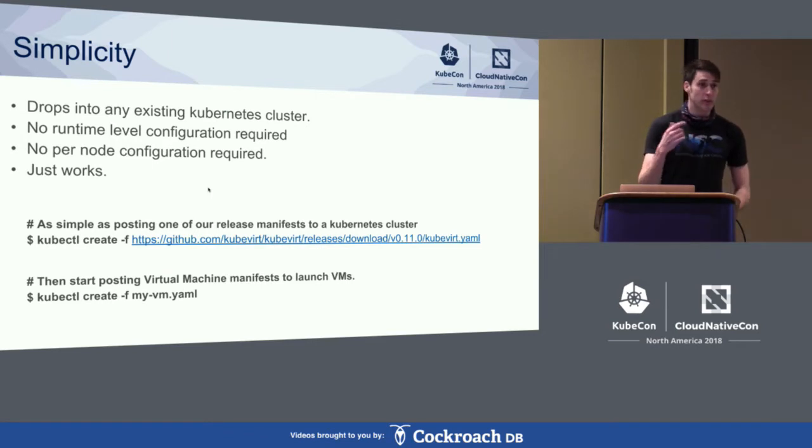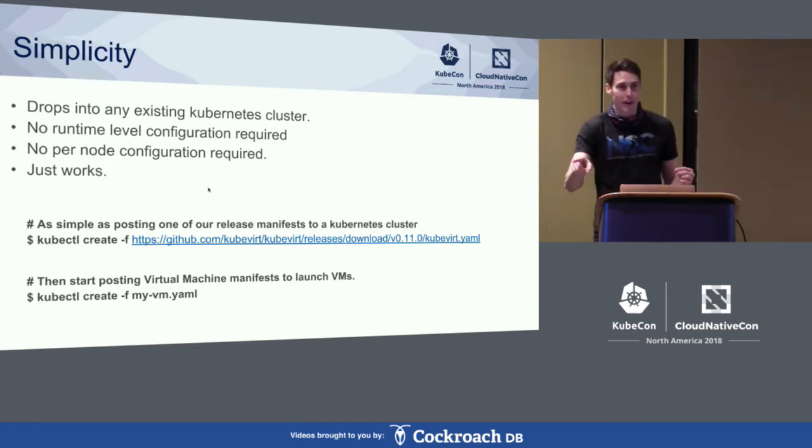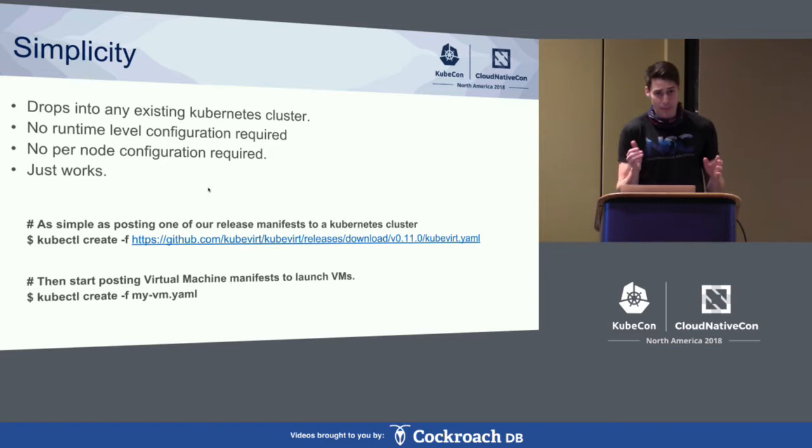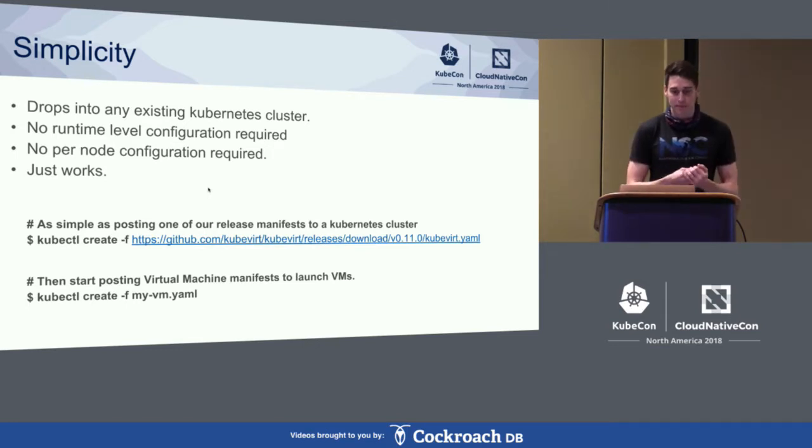So it's as simple as going to our GitHub page. You can find our releases. You can take one of those manifests in the releases, and you can just post it to your cluster. So kubectl create -f, and I have a URL there, and that's one of our release manifests. That's going to pull in all of our APIs, custom resource definitions, all of our components that involve the virtual machine launch flow. It's going to install that for you, and you didn't have to think about any of that. At that point, you can just start using our API, start posting virtual machine specs, and virtual machines come up.